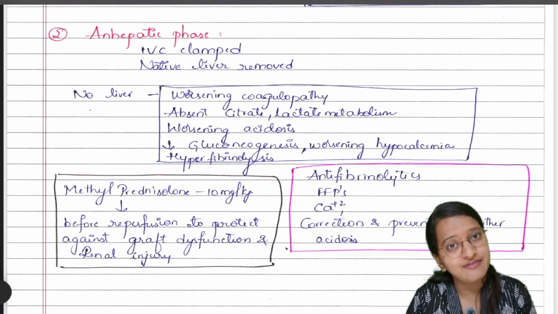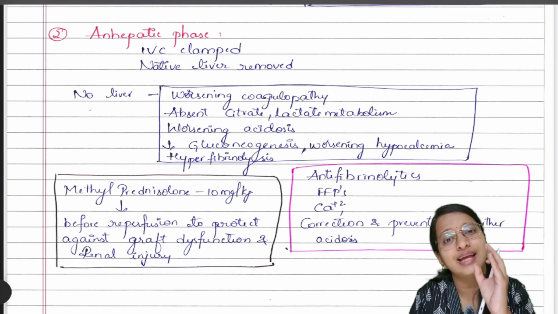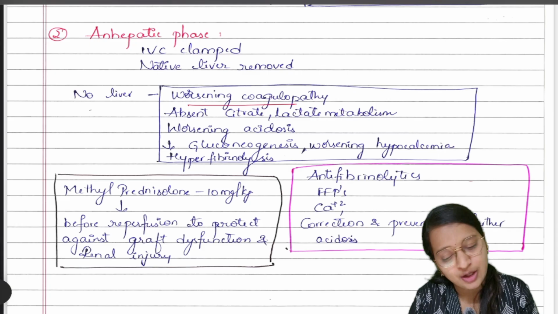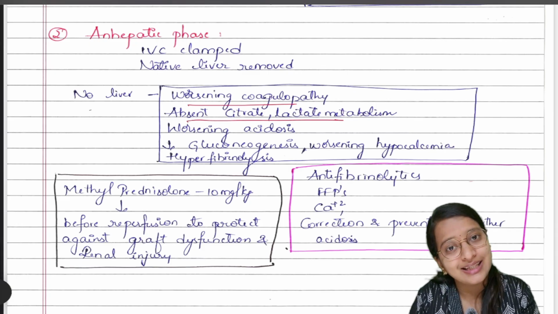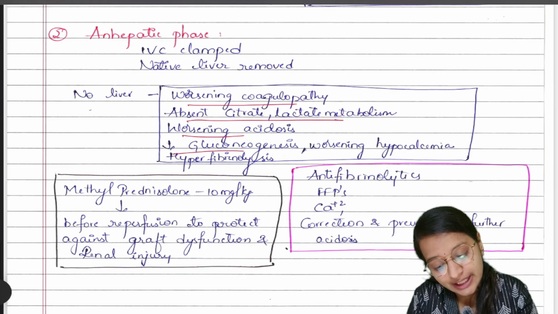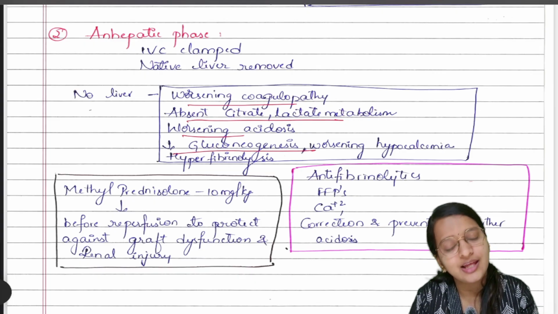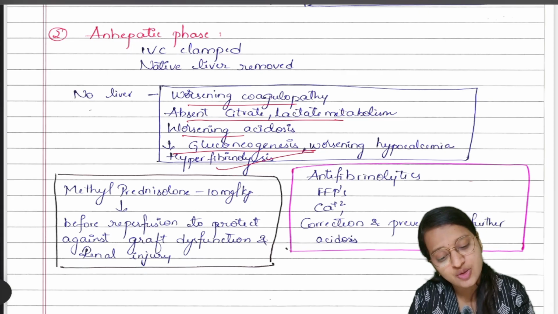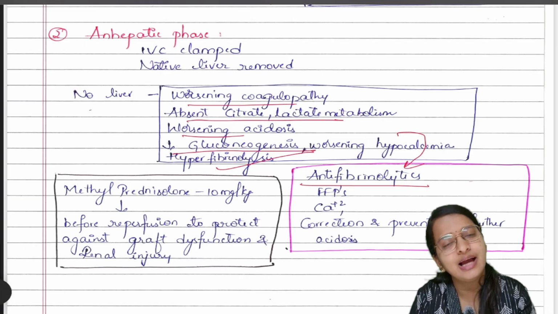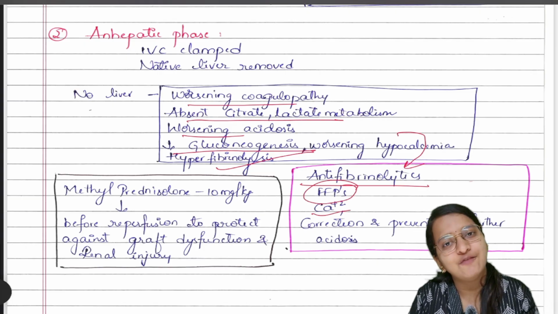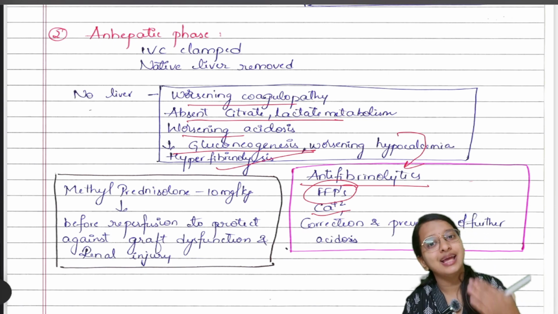The IVC is clamped and the liver is removed. So in total, it is like there is no liver in the body. So there will be worsening coagulopathy, absent citrate and lactate metabolism, which worsens the acidosis again. There will be decreased gluconeogenesis and there will be worsening hypocalcemia and hyperfibrinolysis. So we'll be treating accordingly by giving antifibrinolytics, FFPs, calcium, and we have to prevent further acidosis. So I'll get ready for the next stage now.